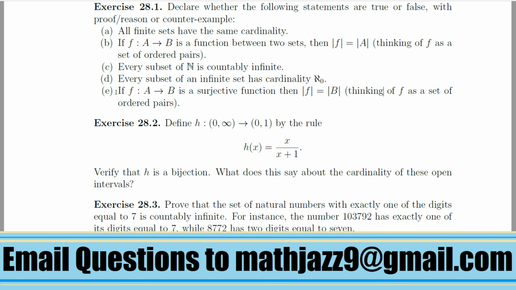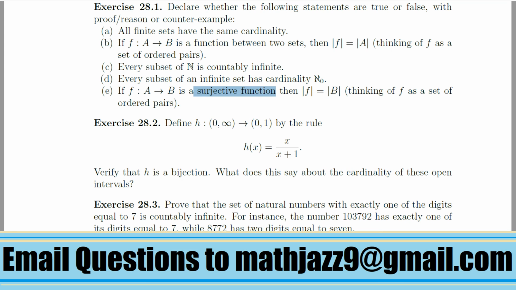Now let's look at E. If f goes from A to B as a surjective function, then the cardinality of A is the cardinality of B. Well, that's not true, because I can get a surjective function from, let's say, the set containing 1 and 2 to the set containing 1. Okay?